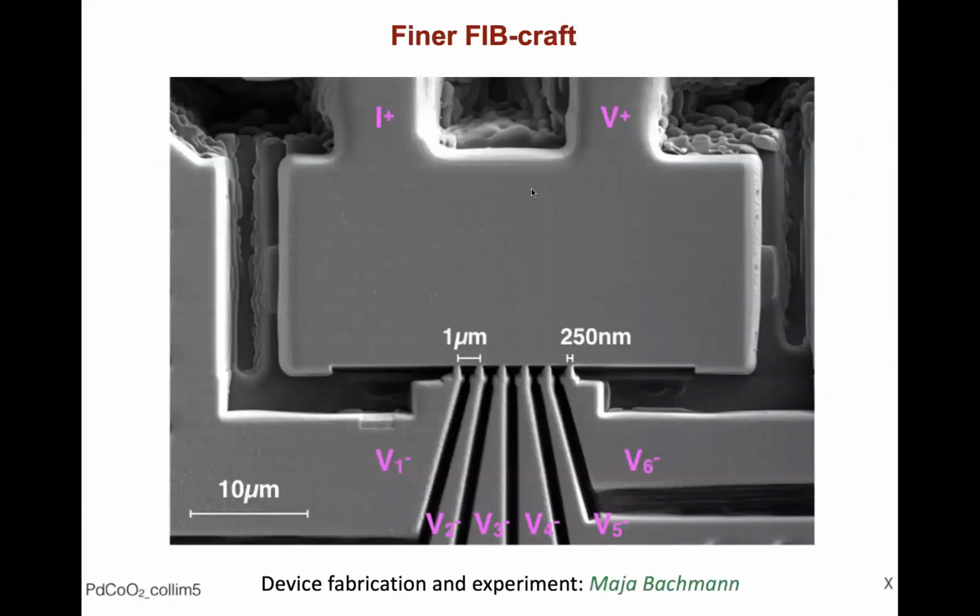But the other kind of device that Maya was making was motivated by experiments we'd seen in graphene and discussions we'd had with colleagues in the graphene community. She made another focusing device where she made the separation between the probe contacts much smaller, about a micron, and she made the probe contacts themselves very small, about 250 nanometers.